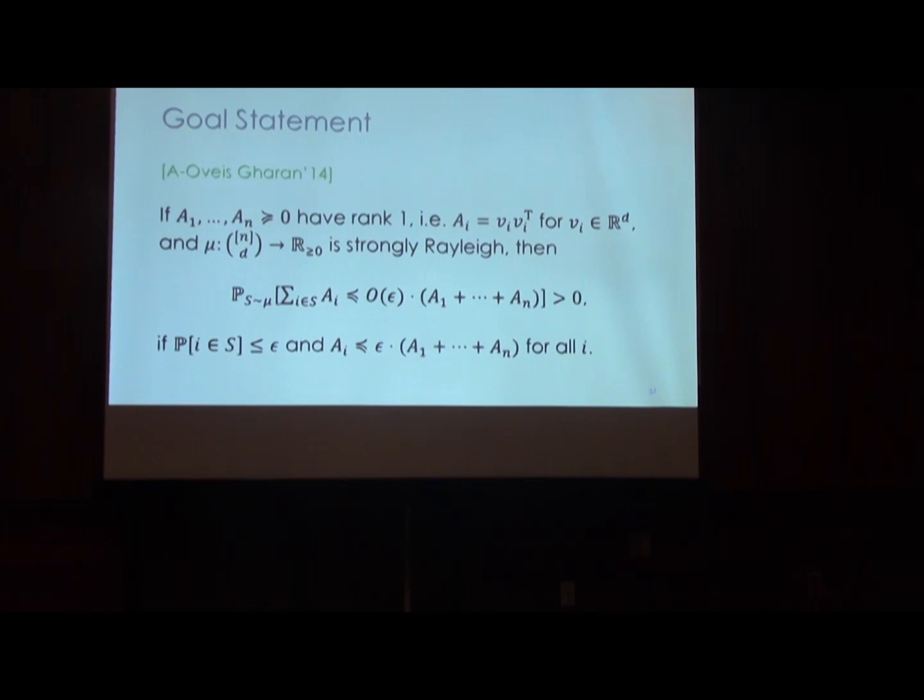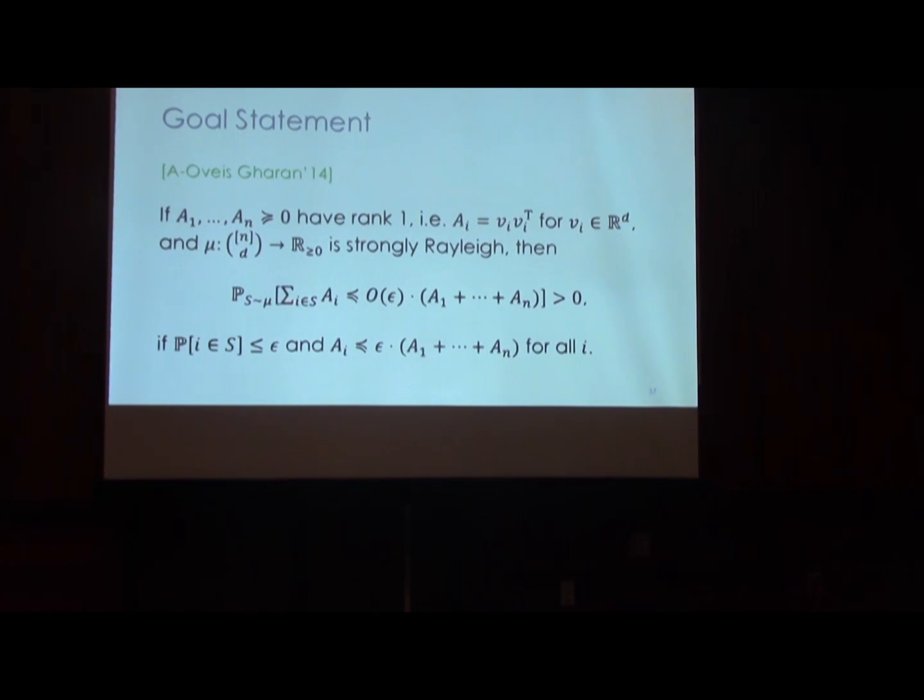Then, with positive probability, there is a set in the support of the distribution such that the sum of the A_i in that set is bounded by epsilon times the sum of all of the A_i, given some conditions. Before I go to the conditions, is this clear? Yeah.